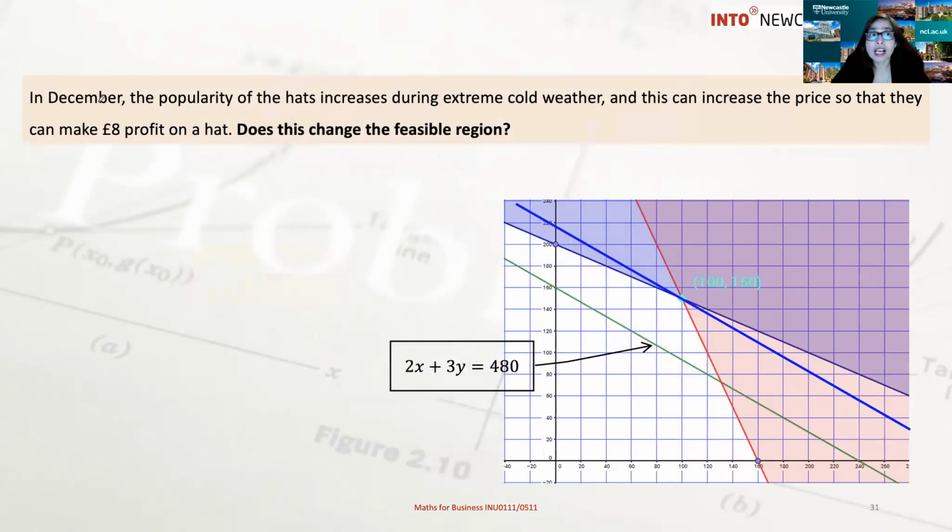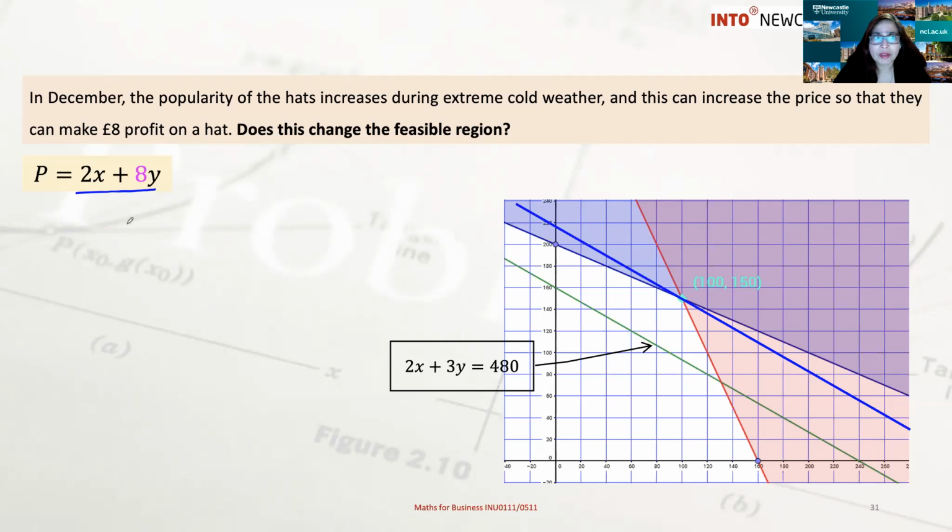Okay, now the last question was, in December, the popularity of the hats increases during the extreme cold weather, and this can increase the price so that they can make £8 profit on a hat. Does this change the feasible region? What is the answer to this question? The equation will look like P is equal to 2x plus 8y.